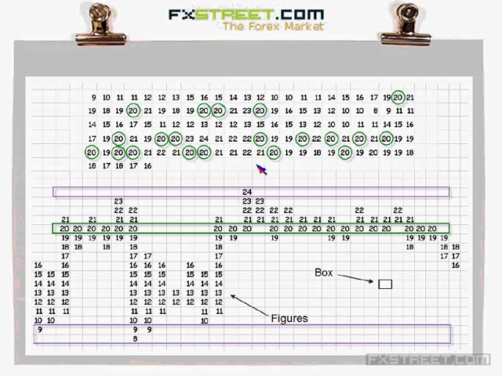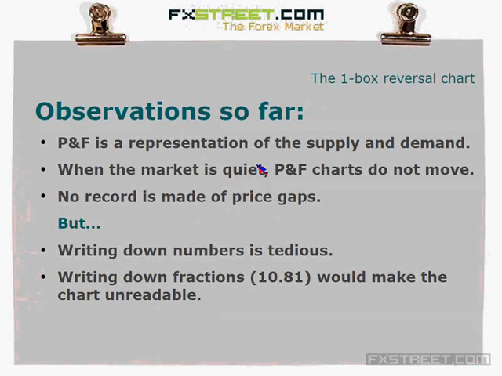Okay, and from the sequence above, we can see the 20 as the most transacted price. This is an information that is obviously easy to see in the below chart, but not so easy in the above sequence. Okay, so observations so far.